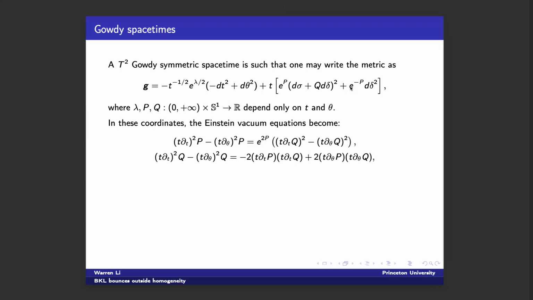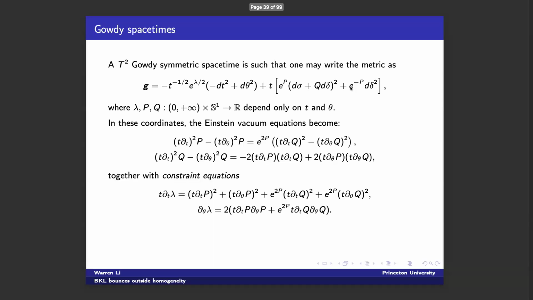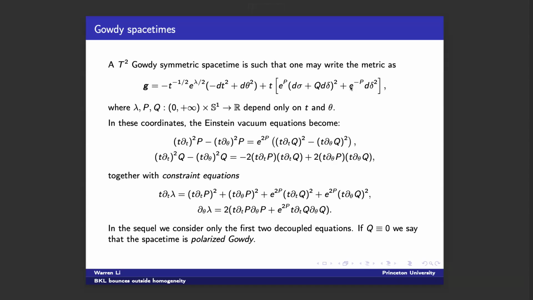The reason why the metric looks a bit funny is because it turns out if you write a metric like this, the Einstein vacuum equations look very similar. What this actually looks like is a system of two semi-linear wave equations. There are also equations for lambda. You can think of these as constraint equations, but we don't actually have to worry about them because you can see that the P and Q equations decouple completely from lambda, and lambda can be solved. So we'll only think about the first two equations.